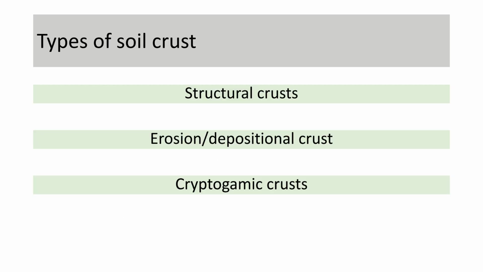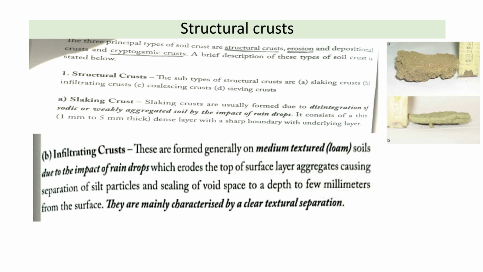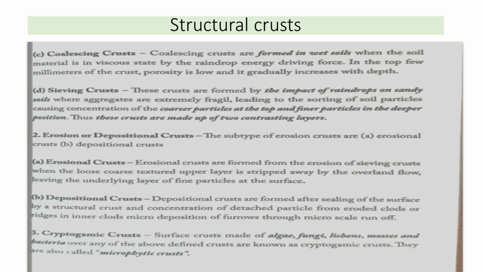There are three main types of soil crusts: structural crusts, erosion or depositional crusts, and cryptogamic crusts. Structural crusts include slaking crusts, which are thin and dense, and infiltrating crusts, found in medium textured soils, resulting in clear textural separation. Other structural crusts are coalescing crusts, formed in wet soils where surface porosity is low, and sieving crusts formed on sandy soils, creating two contrasting layers.